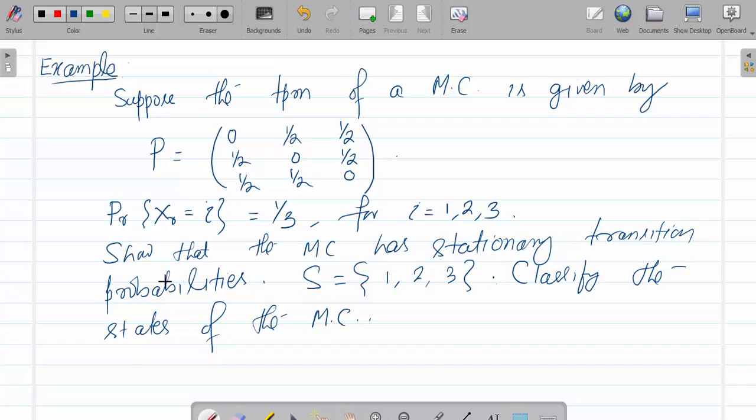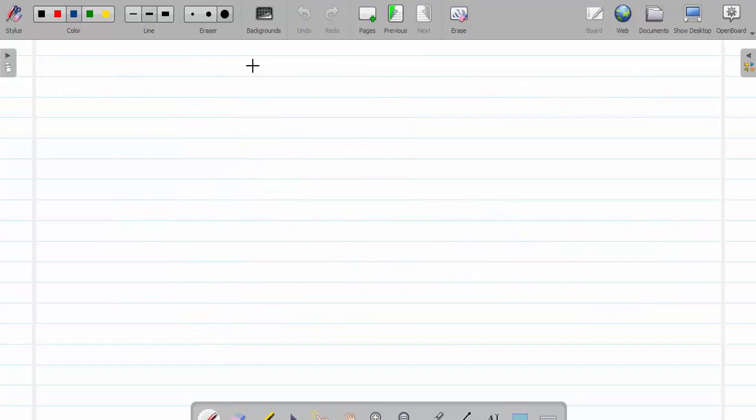So here the initial distribution is given along with the transition probability matrix. The state space is 1, 2, 3. We have to find the stationary transition probabilities as well as classify the states of the Markov chain. Now let us start from the classification. Before going to the classification, we first draw the transition graph.